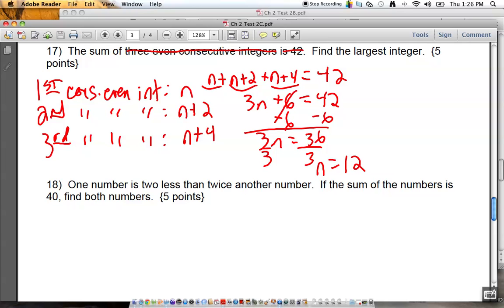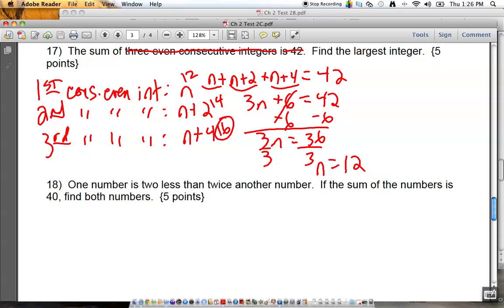Did I answer the question? No. Tomorrow, this is going to be worth 5 points. If you get this far, you've got 4 points out of 5. So you are doing well, but not perfect yet. N is 12. This guy's 14. This guy's 16. 16 is the largest integer. Okay?